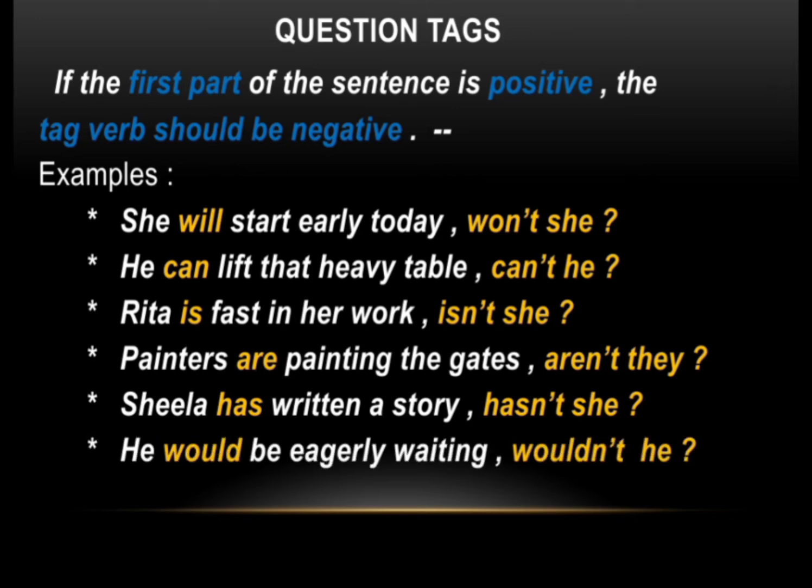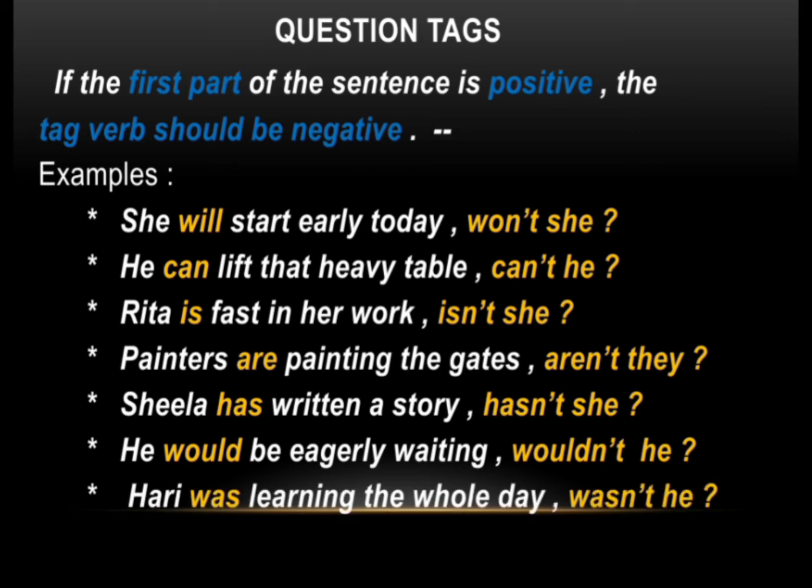He would be eagerly waiting. Would is the auxiliary verb. Wouldn't is its negative form and he is the pronoun used. So the question tag is wouldn't he. Hari was learning the whole day. Was is the auxiliary verb and Hari is a male, and the question tag is wasn't he.